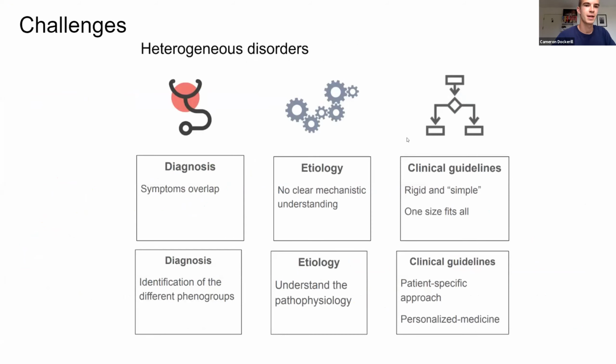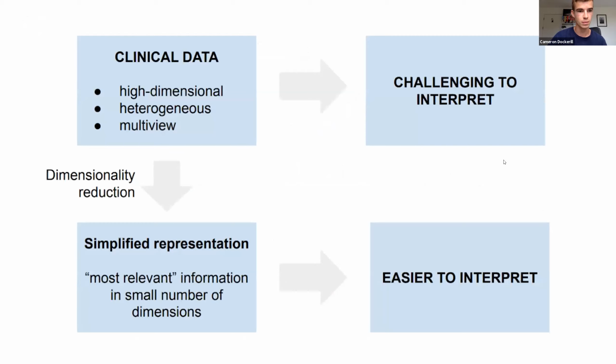So the challenge that our group is looking to overcome is in population studies in clinical situations. Often in heterogeneous disorders, the symptoms are overlapping, making diagnosis quite difficult. There's no clear mechanistic understanding, and clinical guidelines are often rigid and take a one-size-fits-all approach. So with our methods, we want to identify different phenogroups within the population in order to better understand the pathophysiology and hopefully be able to implement a patient-specific approach and personalized medicine.